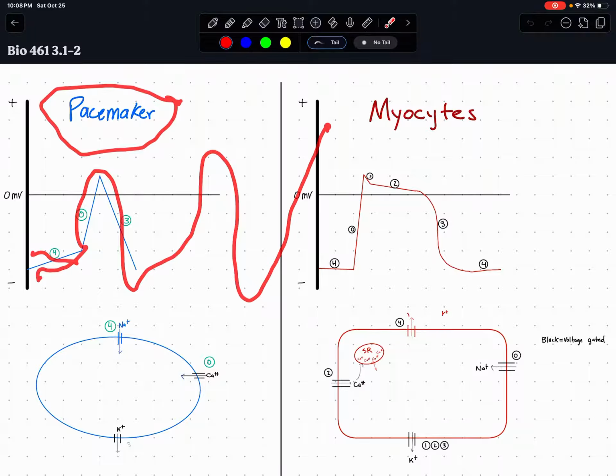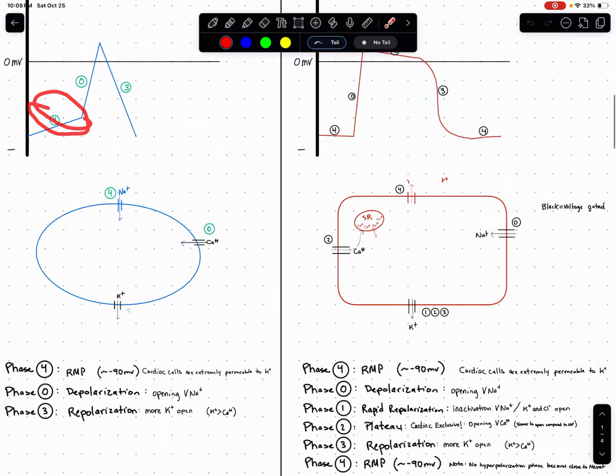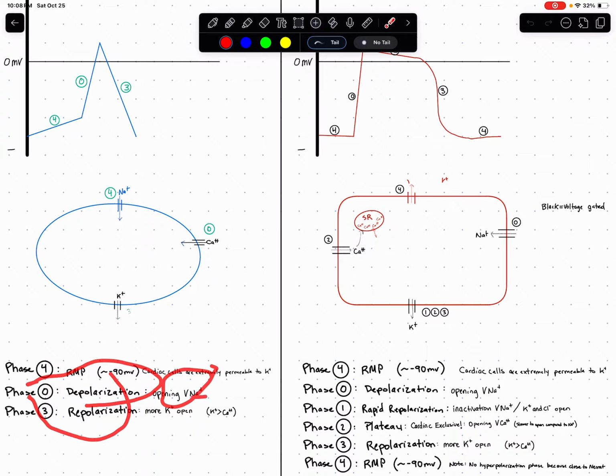We're going to talk a little bit more about the autorhythmic cells. Like I said, there's no real RMP here, only the 3 phases. And these are all in your SA and AV nodes. These are done with your funny channels. And the reason they're funny is because everything we've seen thus far hasn't acted like this.